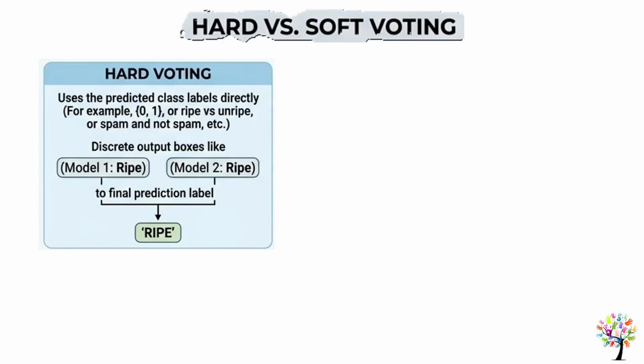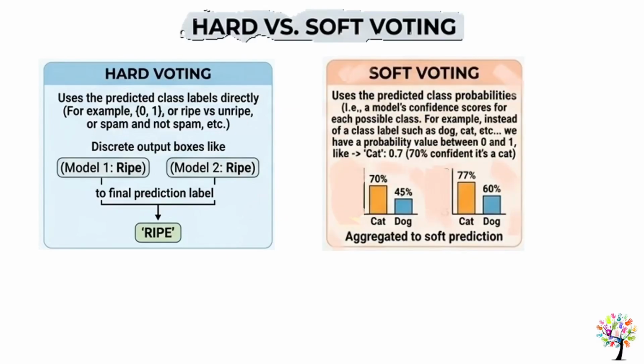For example, instead of a class label such as dog or cat, as I've mentioned, we have a probability value between 0 and 1, like cat 0.7, which is a 70% confidence that it's a cat. Alright, so note, soft voting often performs better but requires well-calibrated probabilities from the base learners, in other words, reflecting the real-world likelihood of its prediction being correct.